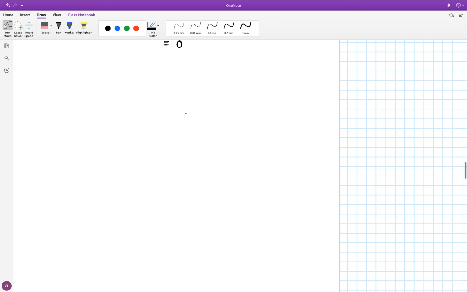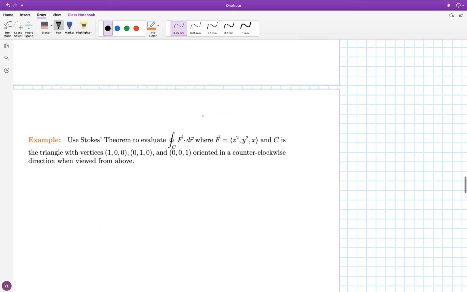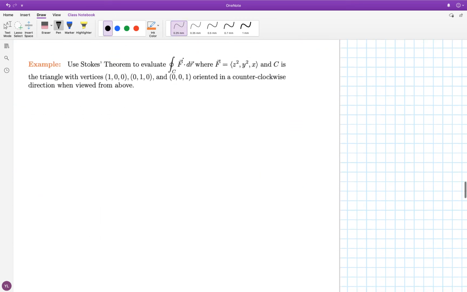All right, let's use Stokes' theorem in the other direction. So this example asks us to compute this line integral of this vector field, and instead of parameterizing C, we're going to compute a surface integral of the curl of this vector field across the surface that's bound by this triangle.